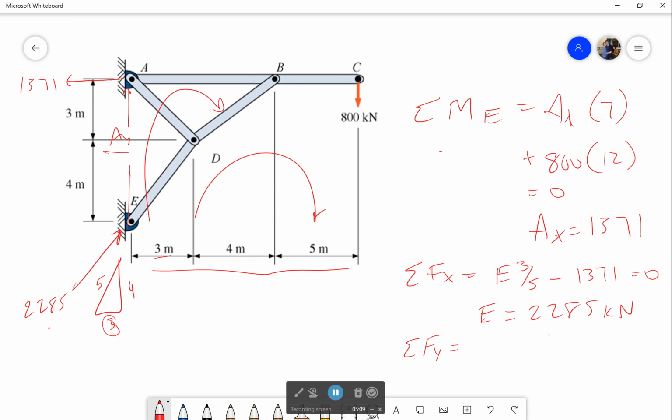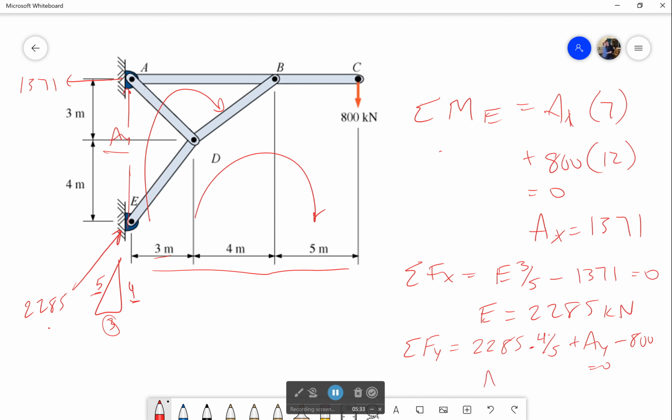Okay, now the sum of the forces in the y direction. As you see, I only get one of them correct. And that's going to be 2,285 times the vertical component, which is the vertical component of my slope triangle over the hypotenuse, so 4/5. And from that, I'm going to add Ay and then subtract 800. All that's equal to 0.